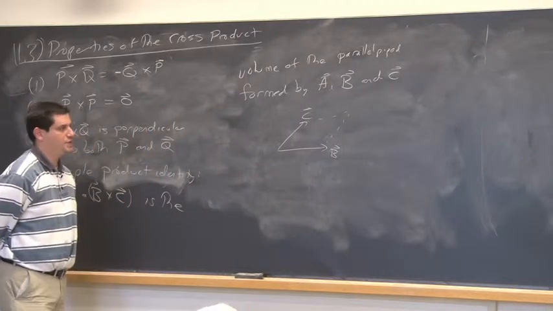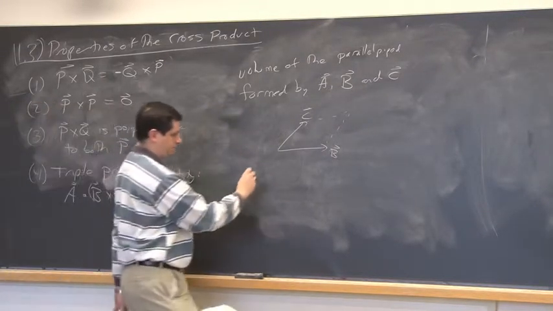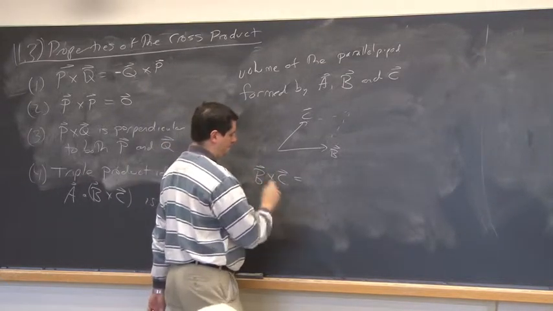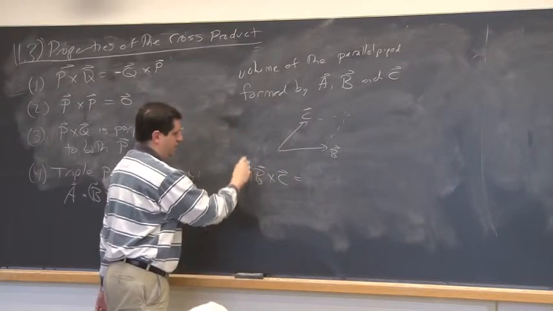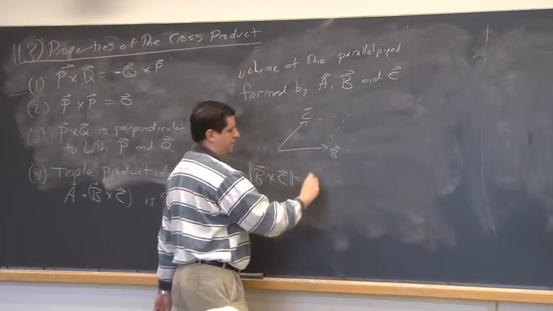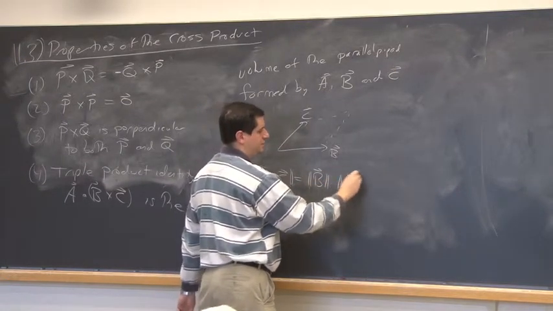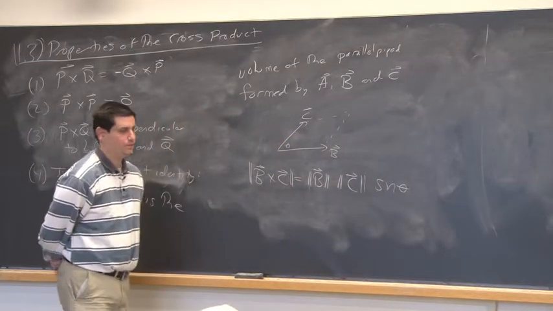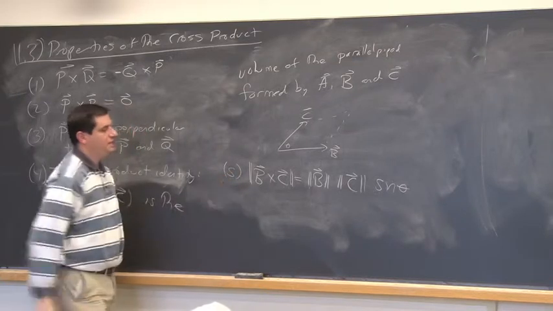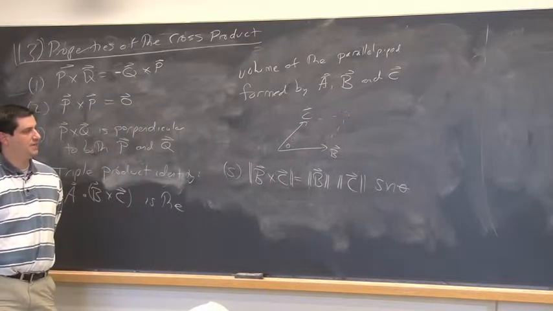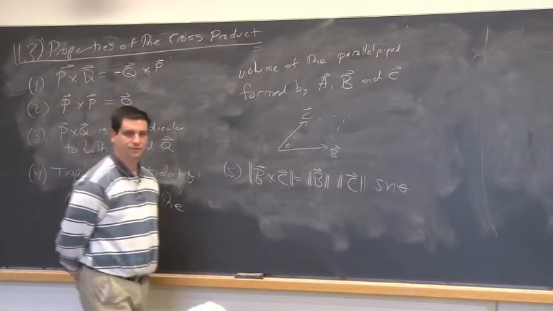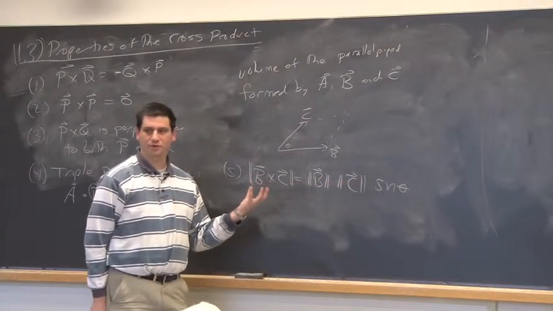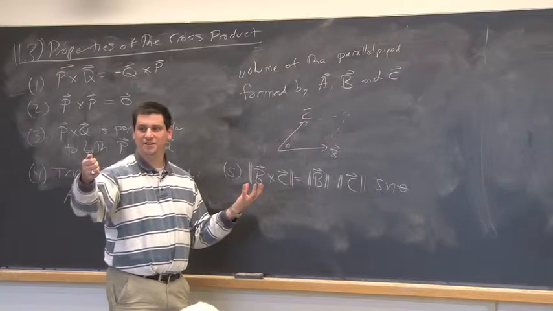This is related to another nice property of the cross product. B cross C, the length of this is the length of B, the length of C, times the sine of the angle between them. Well, what is the geometric interpretation of length of B, length of C, sine of angle? What's this geometrically? We've seen this before. Yes? Base times height.